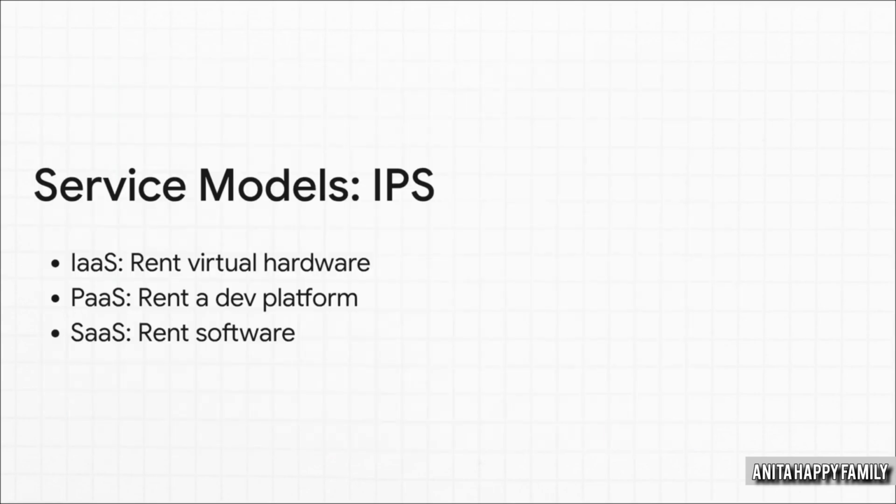Now, the way you rent these resources generally falls into 3 tiers, and a good memory trigger here is IPS. You can rent bare metal virtual hardware with infrastructure as a service, or IaaS. Think renting raw AWS servers. You can rent developer environments with platform as a service, or PaaS. Or you can rent ready-to-use applications with software as a service, SaaS. With SaaS, everything is hosted and ready to go. It's like when you just log into your Gmail or Zoom account.